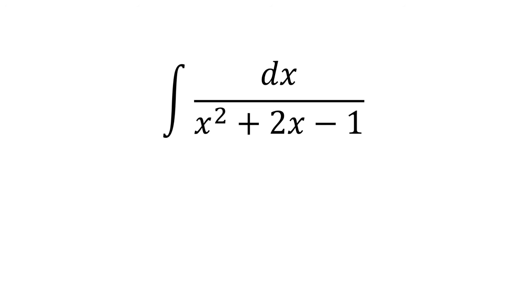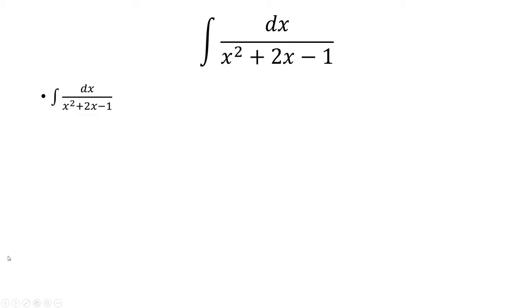In this video, we'll be integrating dx over x squared plus 2x minus 1. So first thing we're going to do is complete the square. And so we're going to write x squared plus 2x minus 1 as just x squared plus 2x plus 1 minus 2. So when I do 1 minus 2, that's where I get the negative 1. Okay, so that's bringing home negative 1 as 1 minus 2, because now I can just work with x squared plus 2x plus 1, factor that, and get x plus 1 squared.